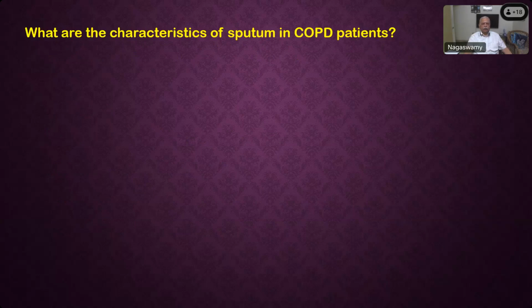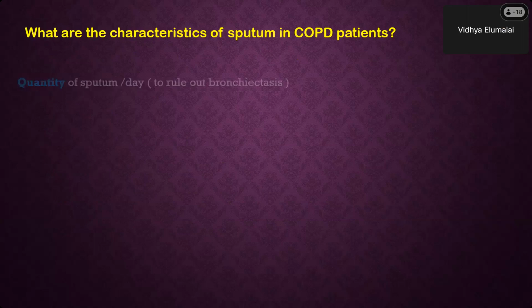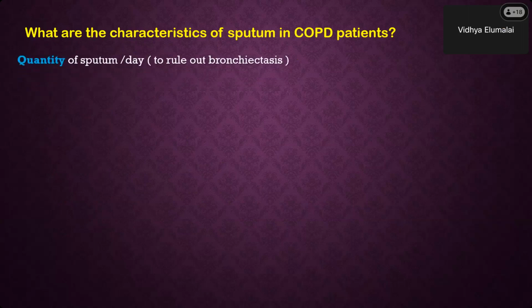What are the characteristics of sputum in COPD patients? Will it be watery or will it be mucoid? It will be greenish, mucoid, but during active infection, it will be purulent, and it will change color. So you must ask for the quantity of sputum per day to rule out bronchiectasis.